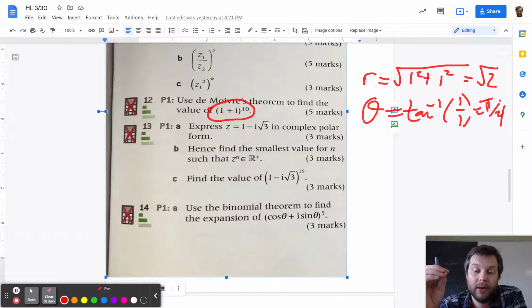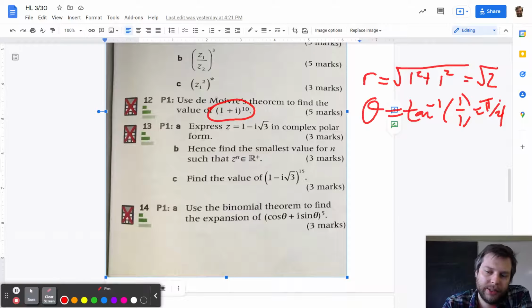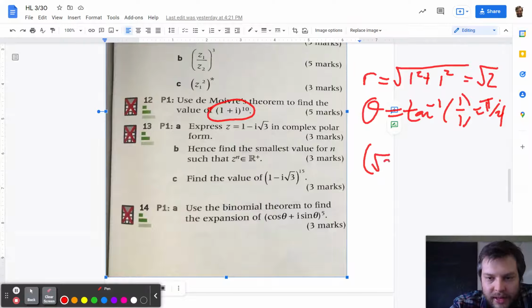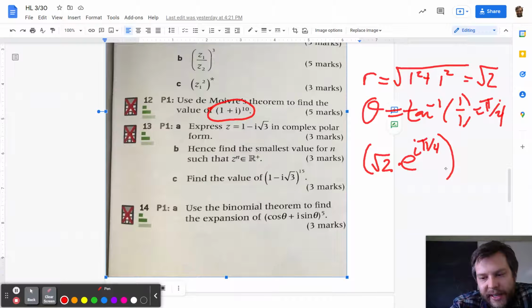And so if your complex number lies in quadrant 1 or quadrant 4, you can just take the arctangent as is. You do not need to adjust it by adding pi. That's only for when it's in quadrants 2 or 3. So what I can do now is rewrite the problem. Instead of saying (1 + i)^10, I just say square root of 2 times e to the i pi over 4. Or if you like to do the cis, you can do cis of pi over 4.